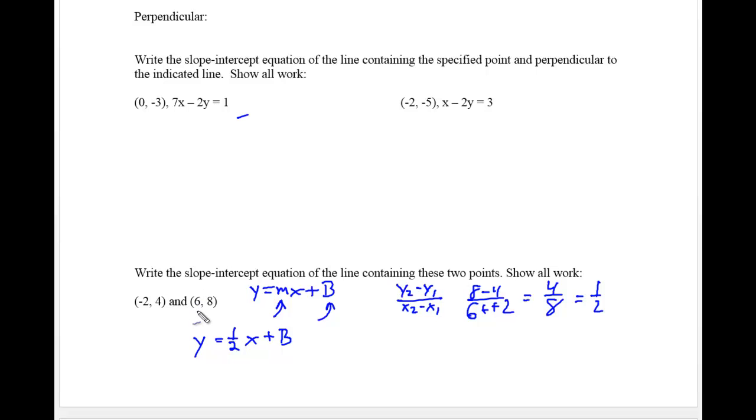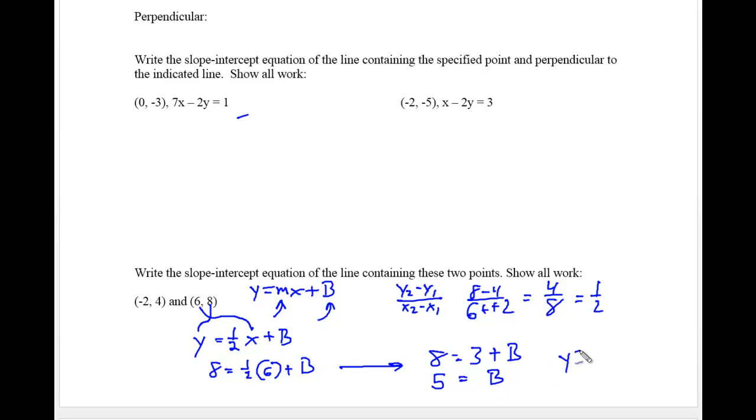So plug in the 6 and the 8 to your x and your y. So this gives you 8 equals 1/2 of 6 plus b. Or, as I travel across here, 8 equals 3 plus b, or 5 is equal to b. Therefore, your answer is y equals 1/2 x, which is your slope, 1/2 times your x, plus 5. With the slope of 1/2 and the y-intercept of 5, that gives you your equation.